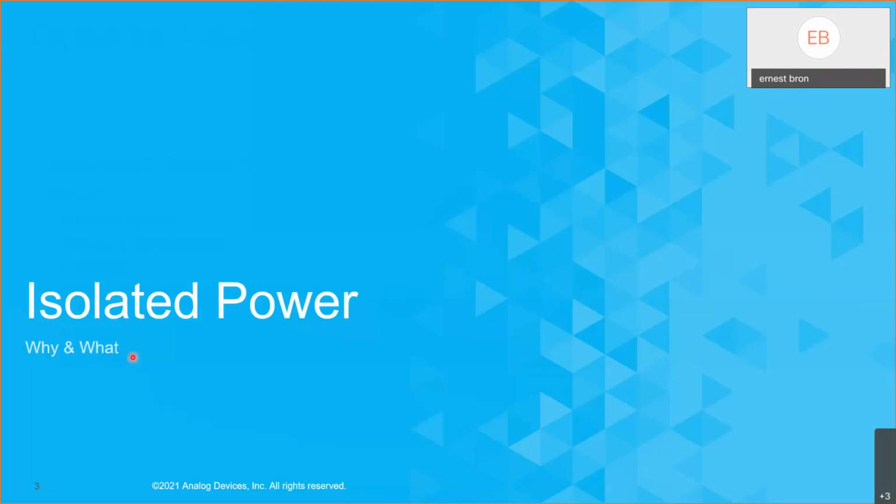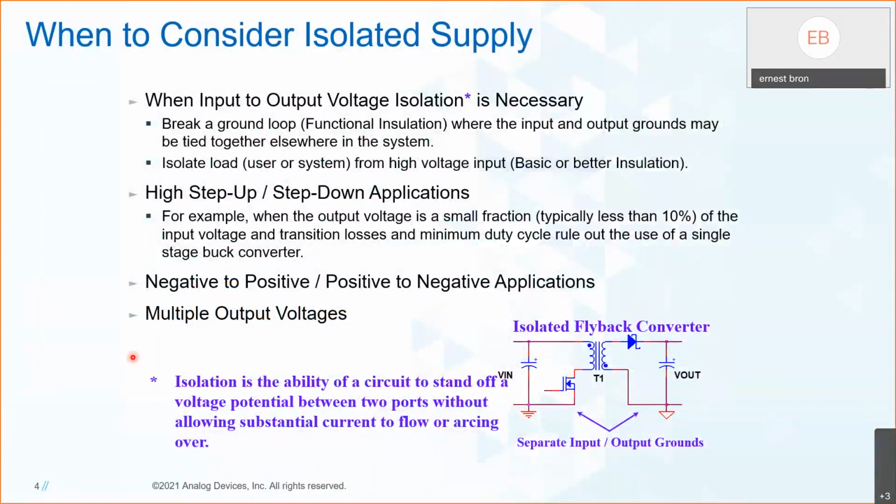All right, isolated power, why and what? So why would you need isolated power? Well, the most obvious answer is because your marketing guy says you need to do it, but okay. Essentially, you would want to consider an isolated supply if you need isolation, right? If you want to break the ground loop, or if you want to isolate the load from a high voltage input. But very often also you want to use isolated supplies because you want to use the transformer to be able to do high step up or step down applications.